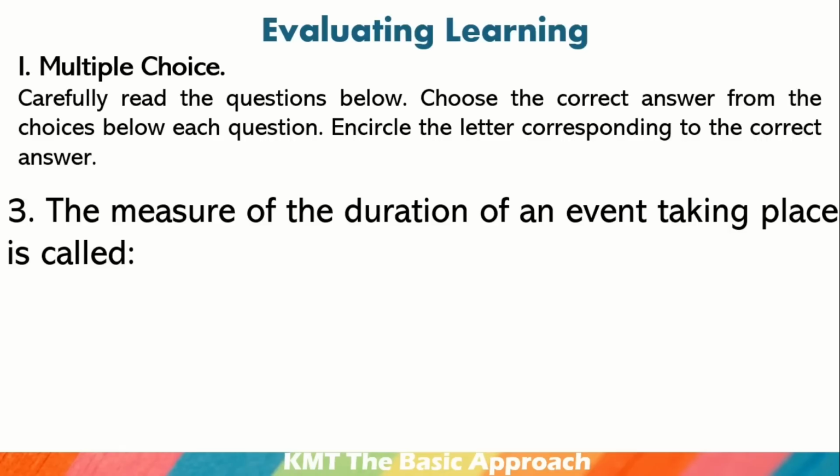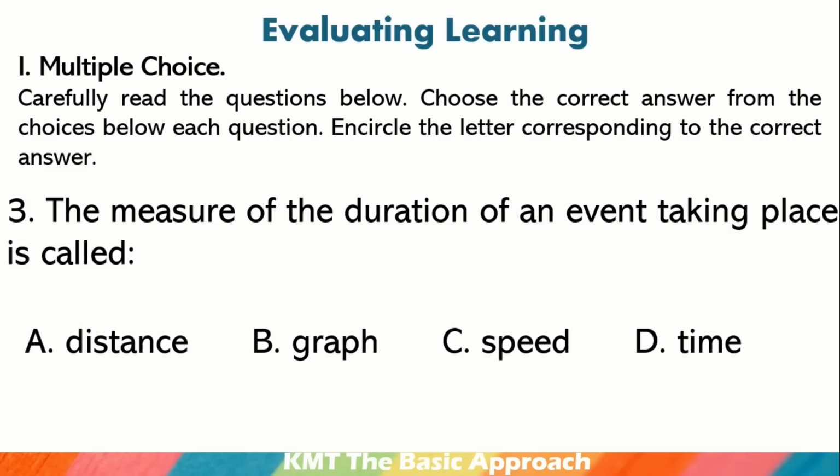Number 3. The measure of the duration of an event taking place is called letter A, distance. Letter B, graph. Letter C, speed. Or letter D, time. What is the correct answer? Good job! The correct answer is letter D, time.